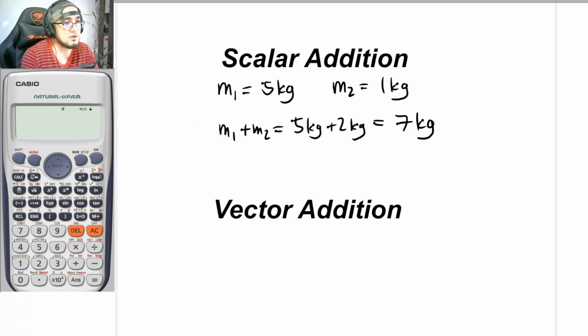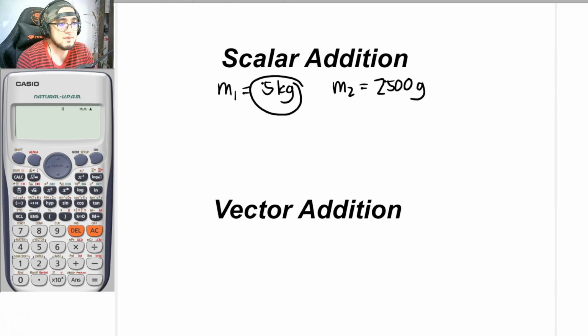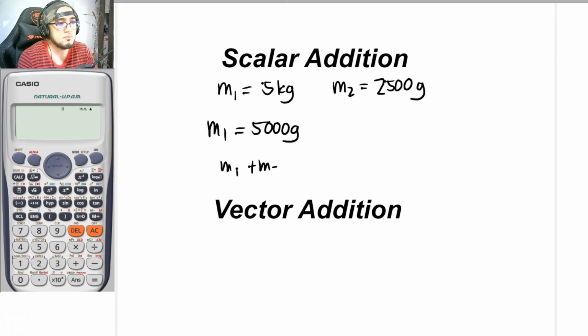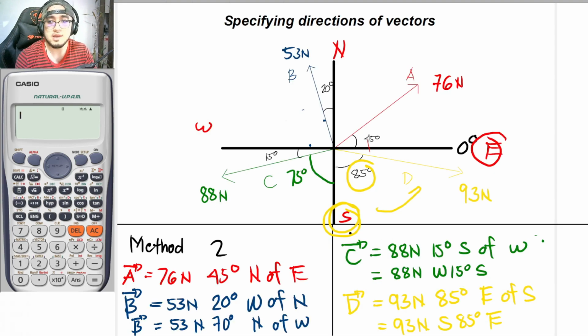So for example, instead of 5 kilograms and 2 kilograms, let's say this is 5 kilograms and 2,500 grams. If I want my answer in terms of grams, I would convert this first into grams. So M1 is equal to 5,000 grams. So M1 plus M2 is 5,000 plus 2,500, which is equal to 7,500 grams. So basic.